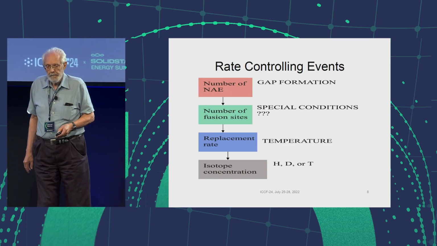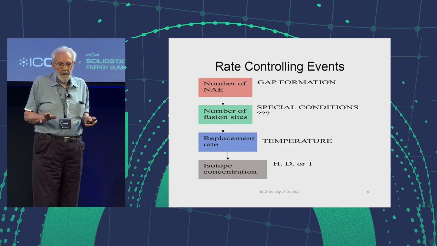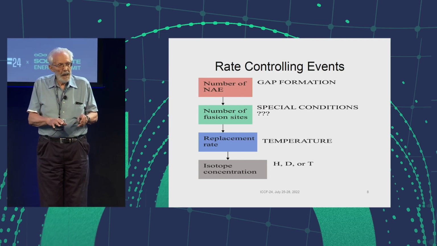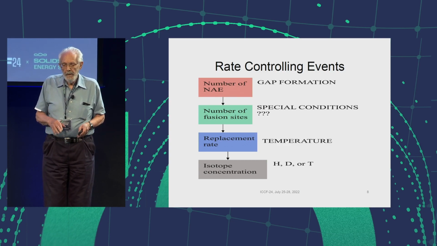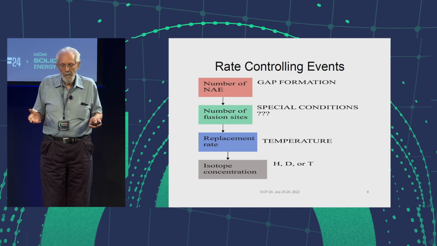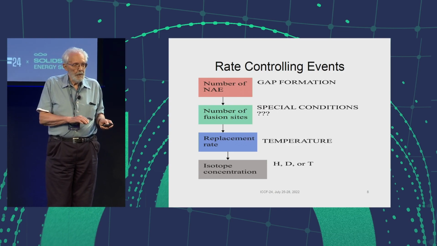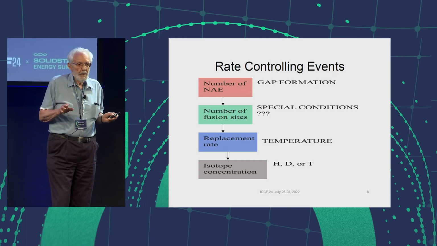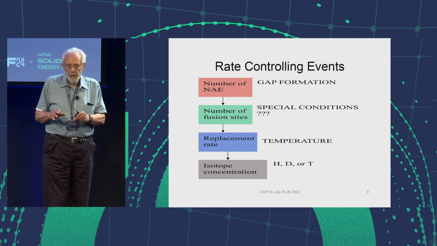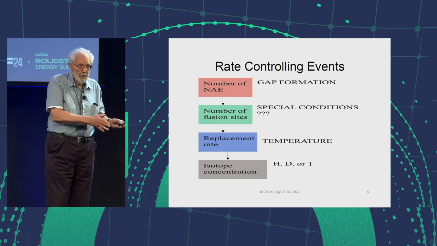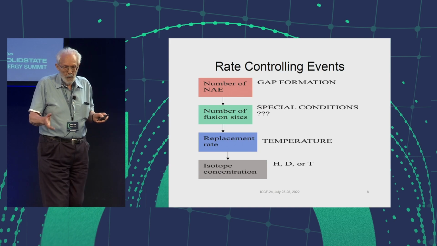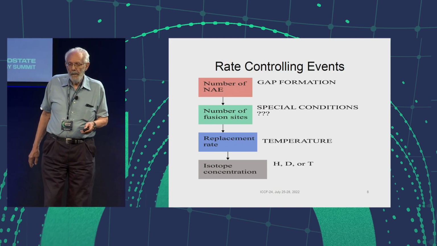So let's summarize. The rate controlling events for LENR: the number of nuclear active environments, that's pretty obvious. The number of active sites that form in this environment, that's the NAS. But now the temperature plays a role. The question is, how does the temperature impact? And I'll talk about that shortly. And then finally, the isotope distribution. If you have deuterium, you'll get a different nuclear product, and therefore a different amount of energy produced. So which isotope you use will determine the rate.